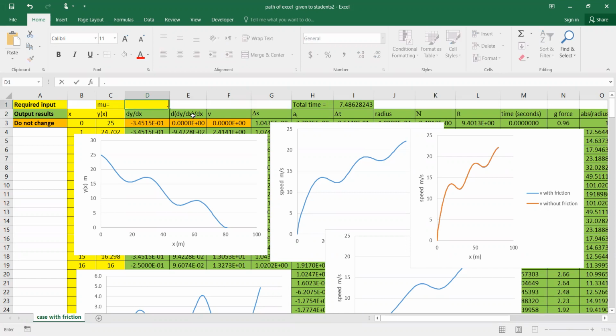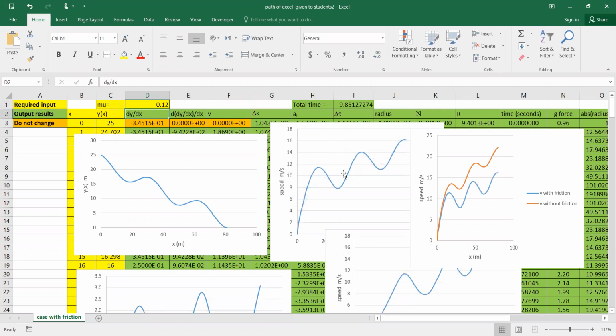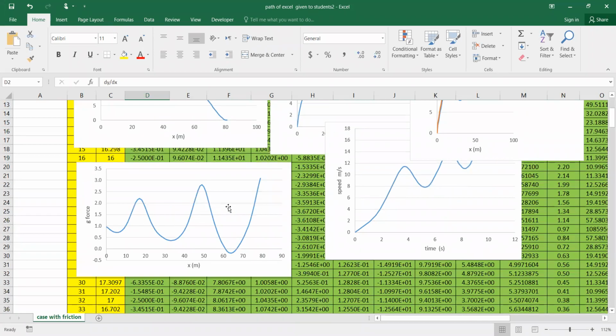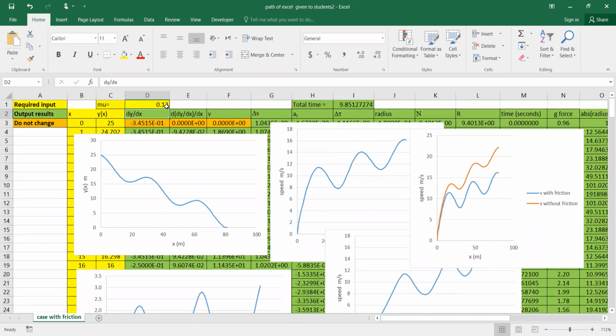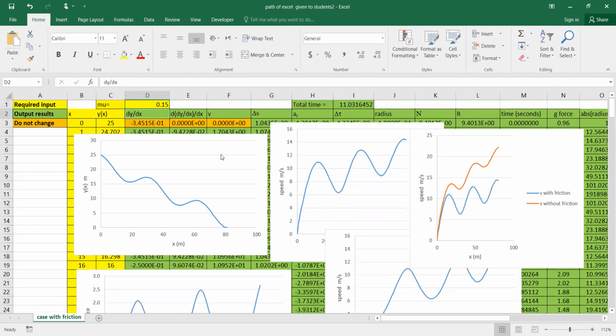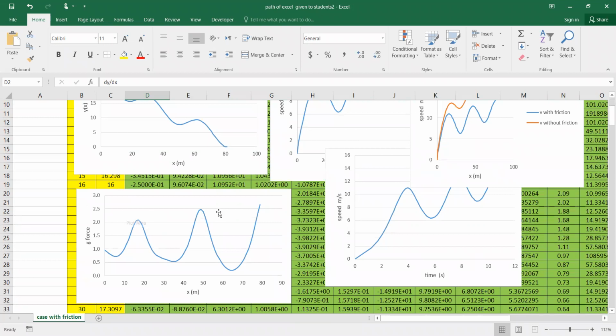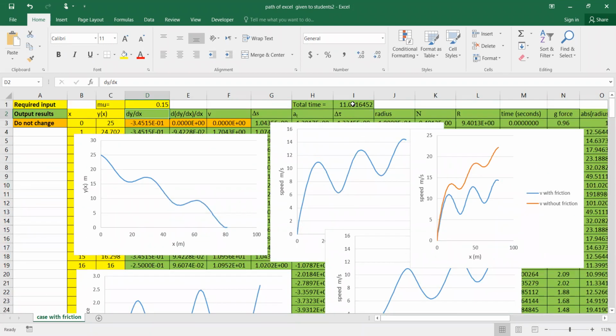Now, if we make this one 0.12, for example, what will happen to the G force? The maximum is less. If you make it 0.15, what happens to G force? You see, the G force is becoming less. Air time becomes large.